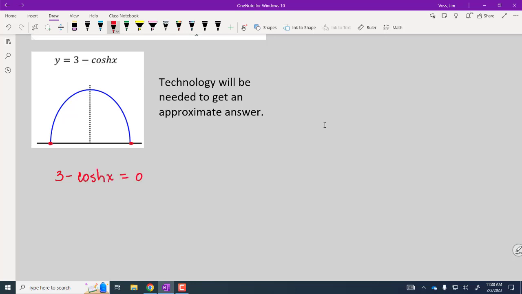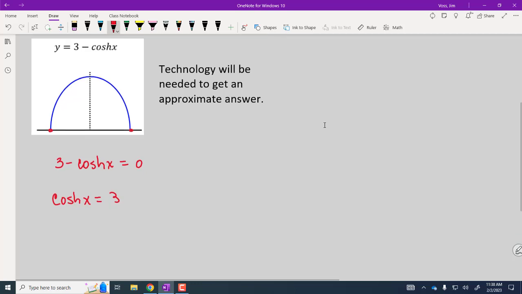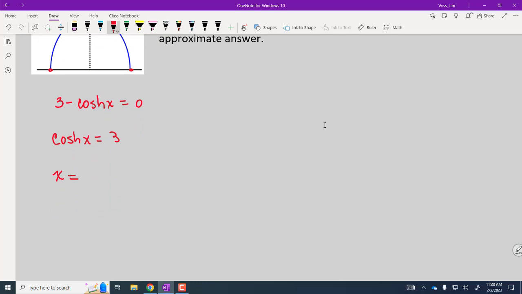That's what we're trying to solve. All right, so we isolate the variable term. We have that. The only cosh value we know is cosh of 0 is 1. The hanging cable goes right through (0, 1). We have no clue where the hanging cable is equal to 3. So all we can do here is say that x is going to be equal to the inverse cosh of 3. That's all we can do.